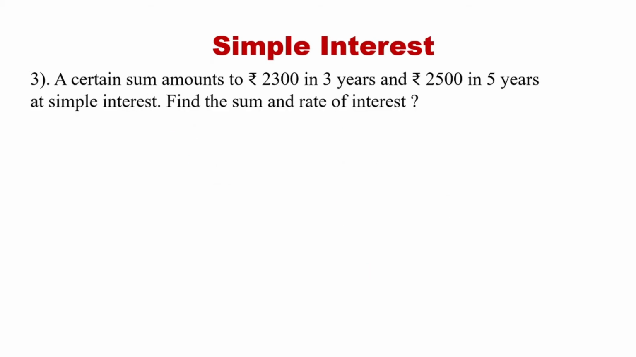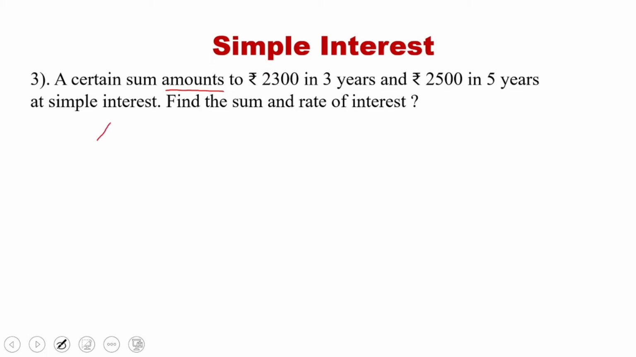Now see the third question. A certain sum amounts to 2,300 in 3 years and 2,500 in 5 years at simple interest. Find the sum and rate of interest. See the given information. A certain sum. Here sum means capital or principal. Amounts to. Here amount means principal plus interest. That is called amount. A certain sum amounts to 2,300 in 3 years.